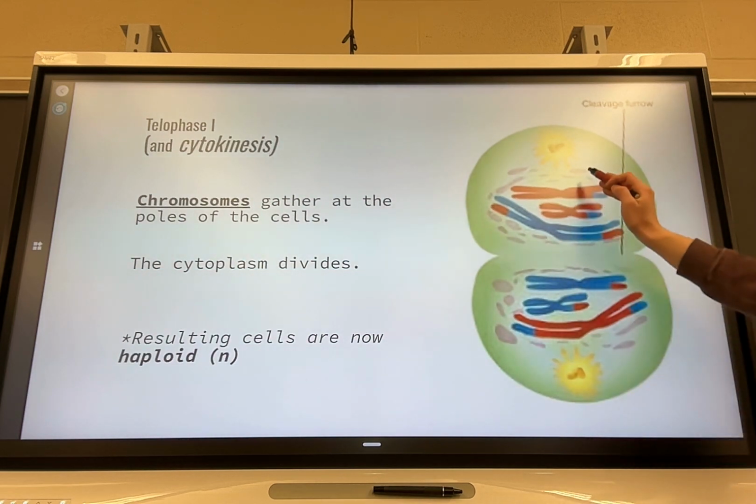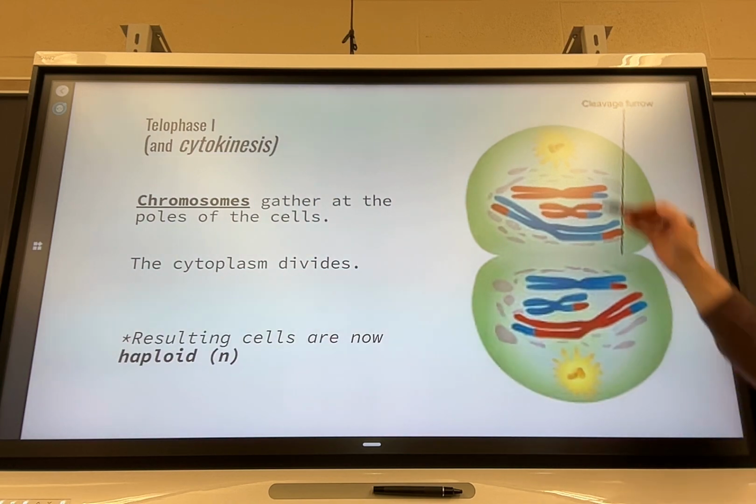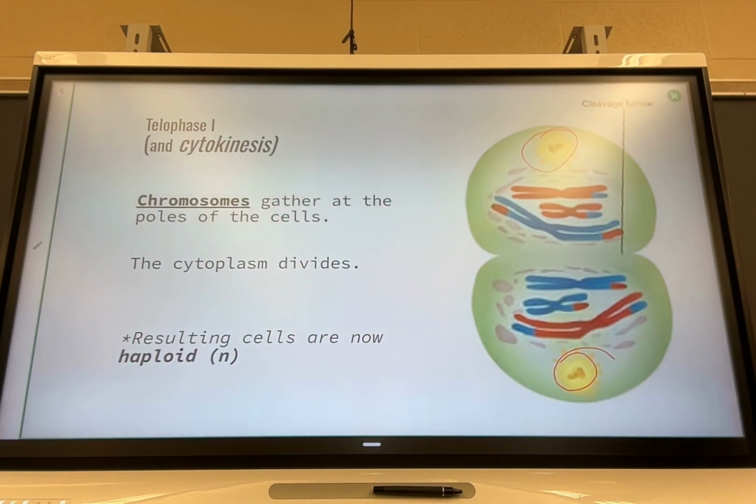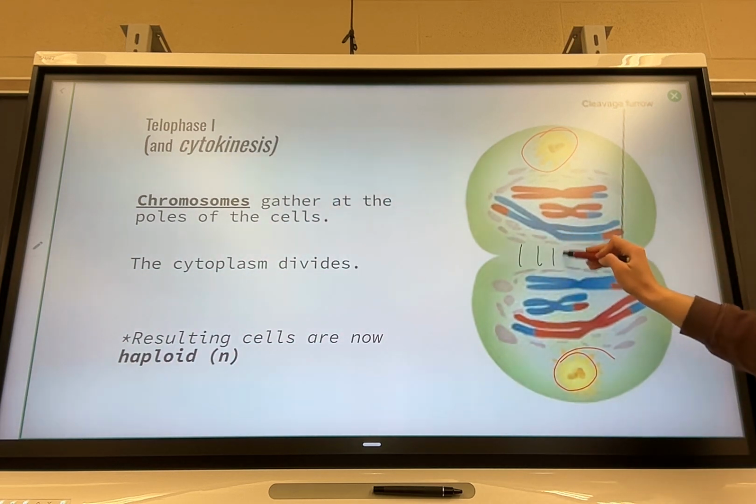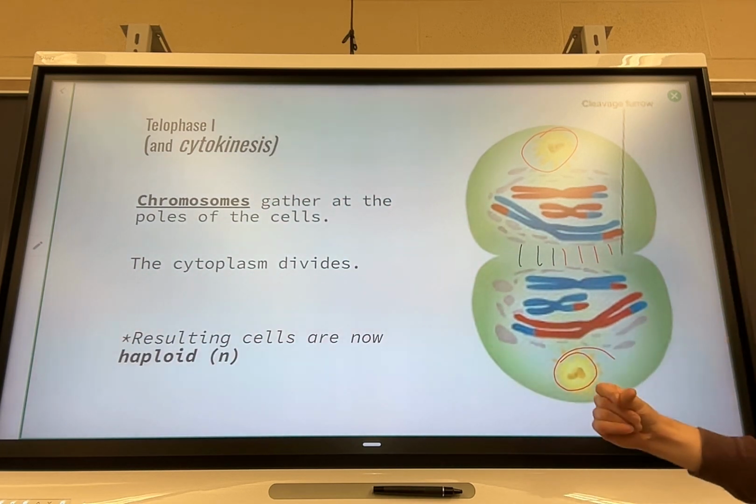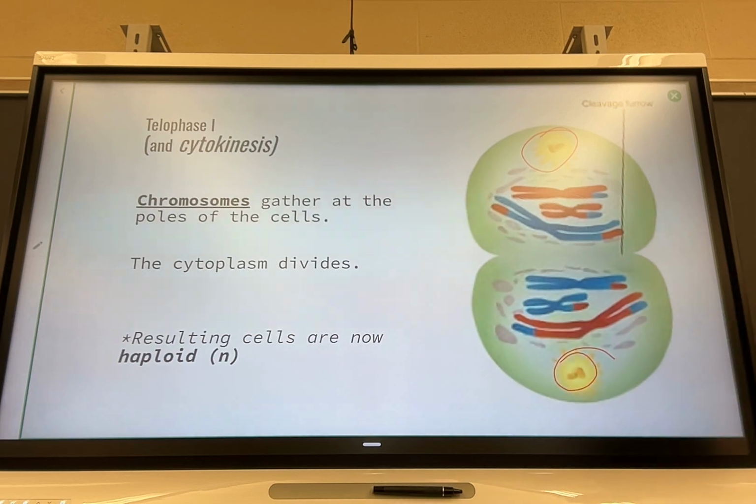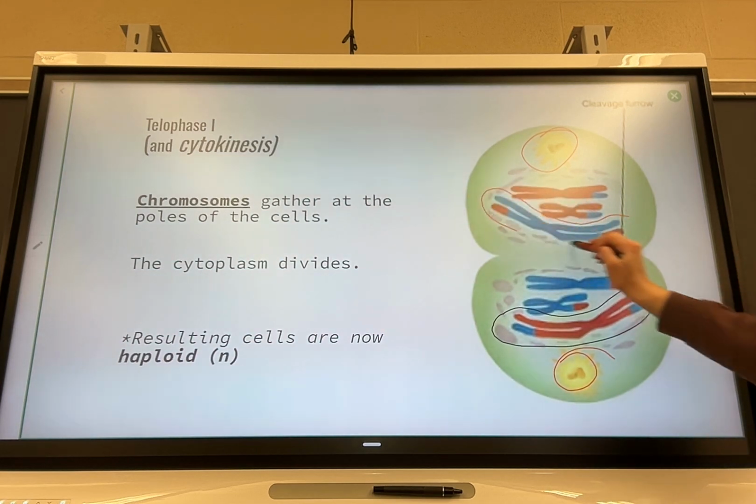At this point, our chromosomes are at each of the poles, the opposite ends of the cell. They're going to start turning into nuclei, and the cytoplasm is going to divide. We can see here during telophase, we have our cleavage furrow, the point where the cell pulls and pinches apart. And we are left with two cells that are haploid. Now, this seems a little odd since in mitosis we made two cells that were diploid. And the reason is because we have half of our total chromosomes.